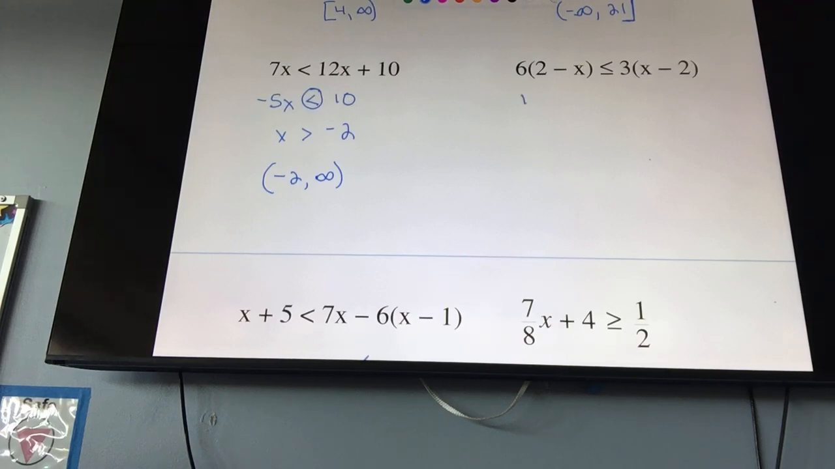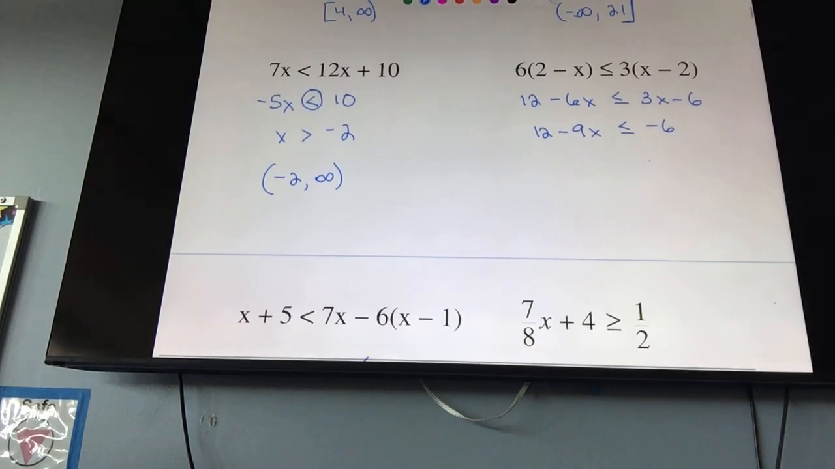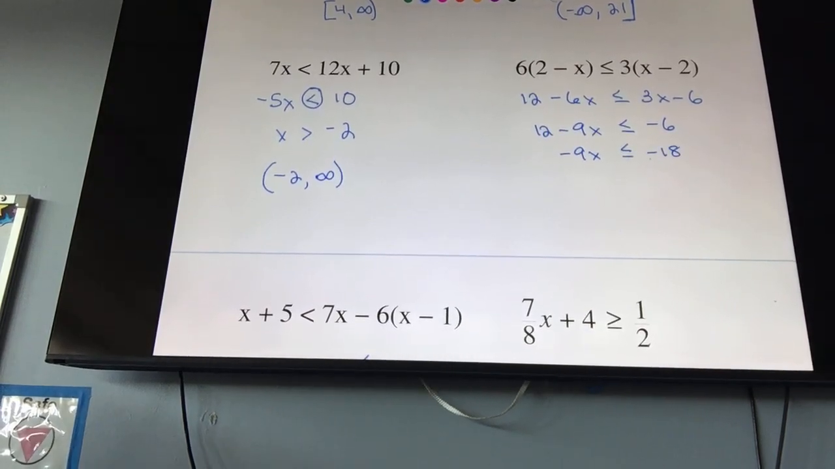On this next one, I'm distributing. So 12 minus 6x is less than or equal to 3x minus 6. Subtract your 3x. So 12 minus 9x is less than or equal to negative 6. Subtract 12. Negative 9x is less than or equal to negative 18.